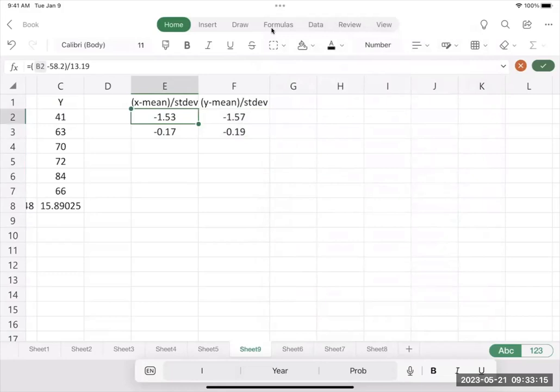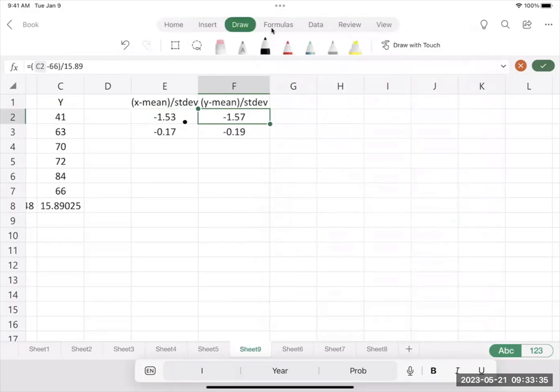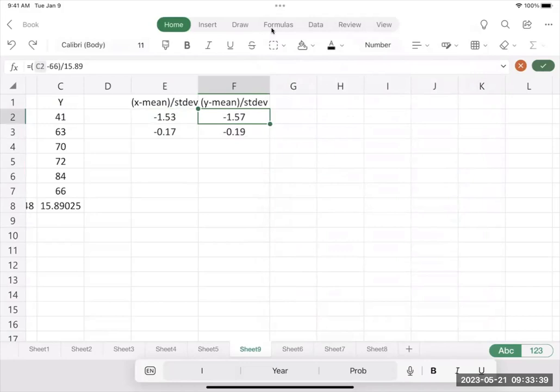When X is 1.5 standard deviations below its mean, Y is also 1.5 or 1.6 standard deviations below its mean. So they basically behave, in terms of relative measures, the same. Same with the next pair.